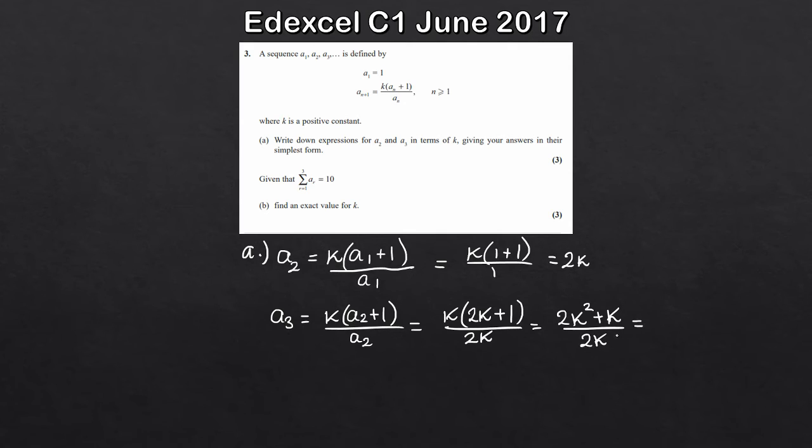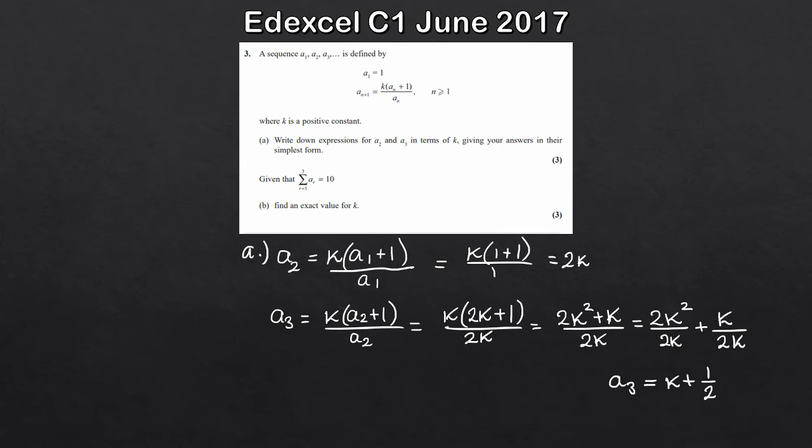Well, I can simplify this. You can split it up into two fractions if you find that easier to visualize. So you can write that as 2k squared over 2k plus k over 2k. And then simplifying each one separately, we get A3 as k plus a half. Okay, so that's our A3 term there.